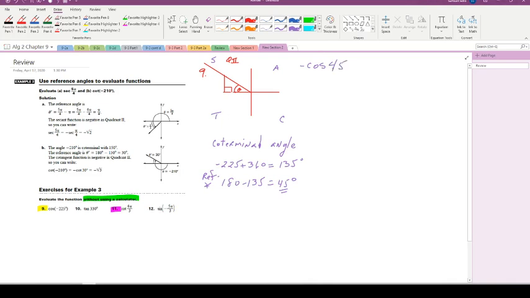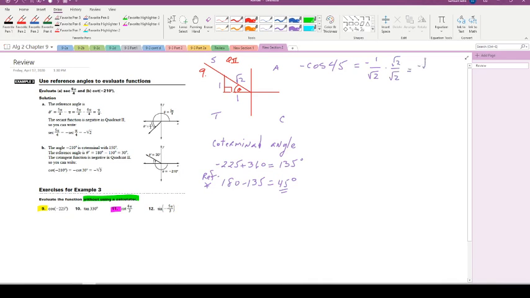Well, I know that 45, 45. So if this is 45, this is a 1, this is a 1, and that's the square root of 2. So I need the cosine of this angle, which is 1, and it's actually negative, negative 1 over the square root of 2, multiplied by the square root of 2, top and bottom.